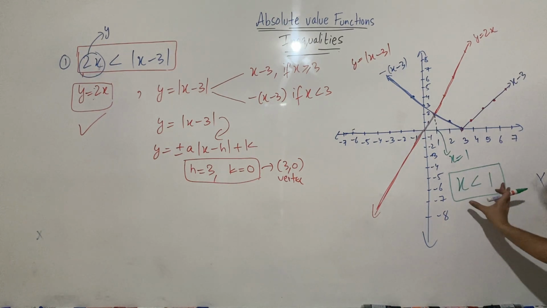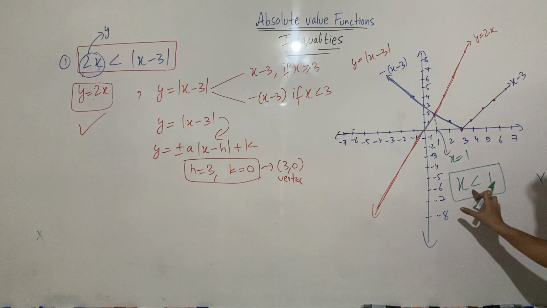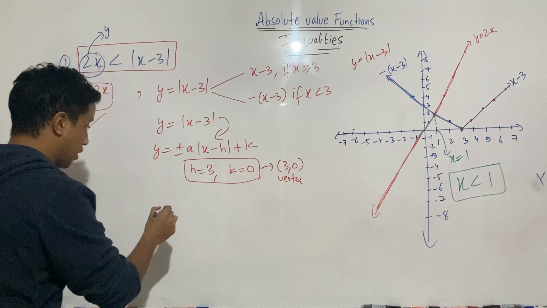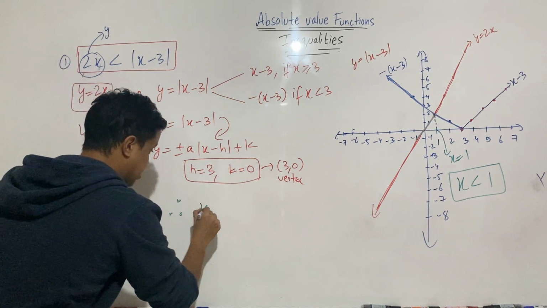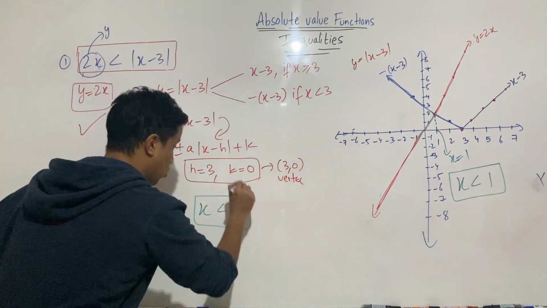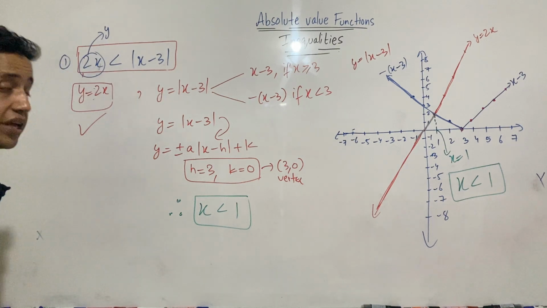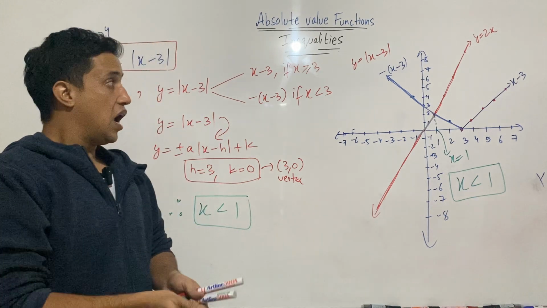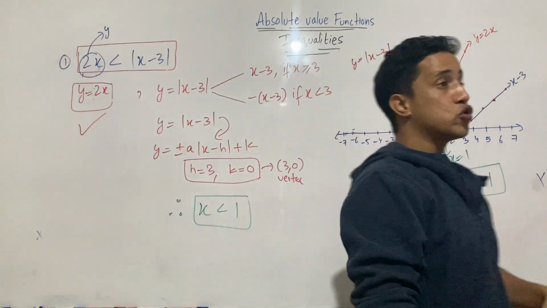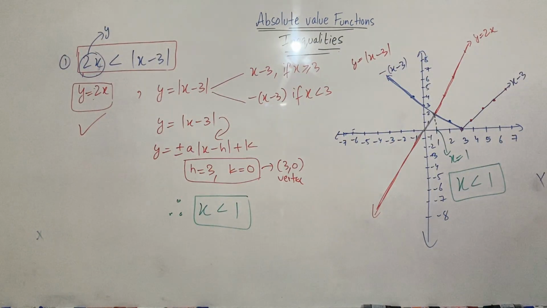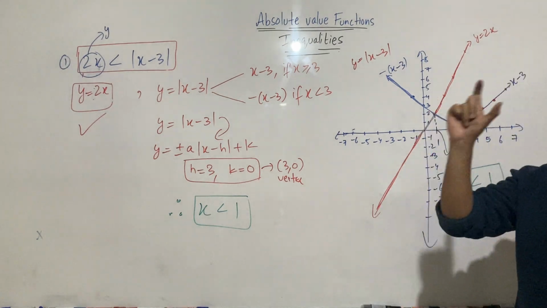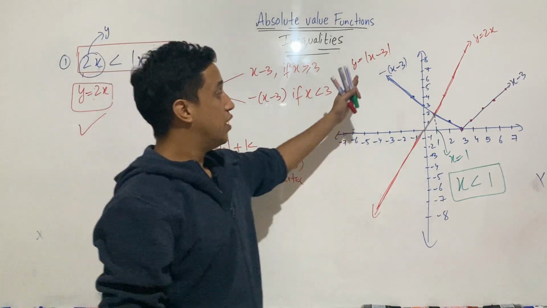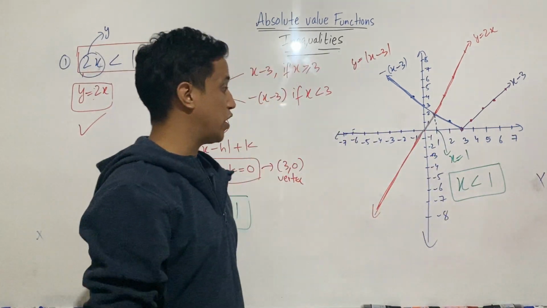Right? So the value of x is going to be less than 1. So our domain, therefore, x is going to be less than 1. That's what we have to find out, right? Because 2x less than absolute value function x minus 3 means that we have to find that certain region on the line that falls below the curve of the absolute value function.